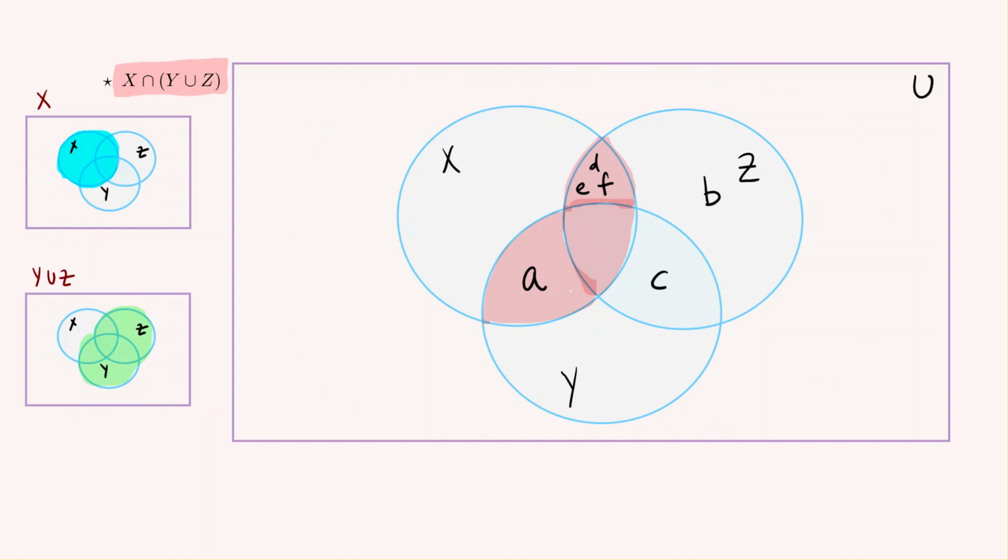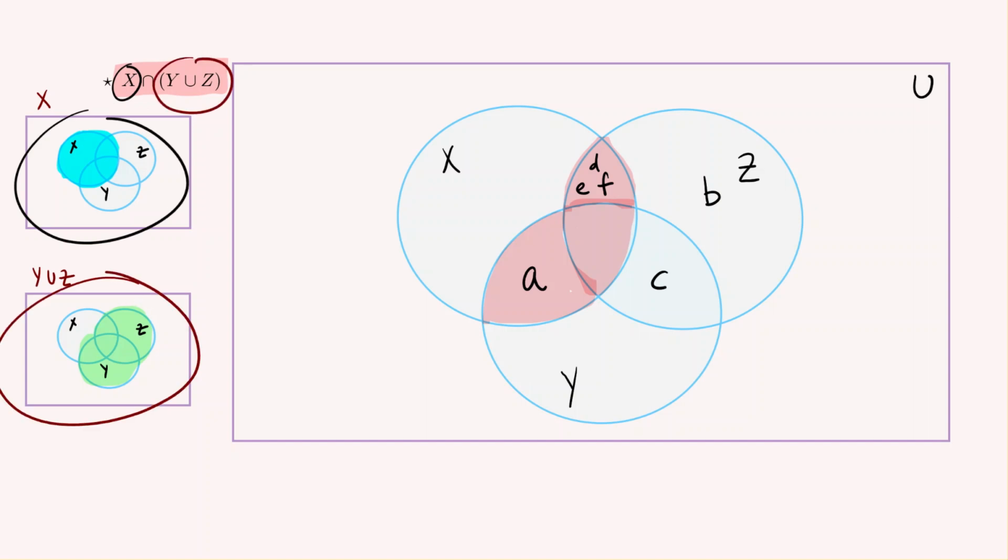So we've now found exactly what part of the Venn diagram represents x intersected with y union z. And my hint to you is, especially for intersection problems, draw each of the Venn diagrams separately and then ask yourself, where do they overlap? Where they overlap is what I'm going to shade in the overall Venn diagram.